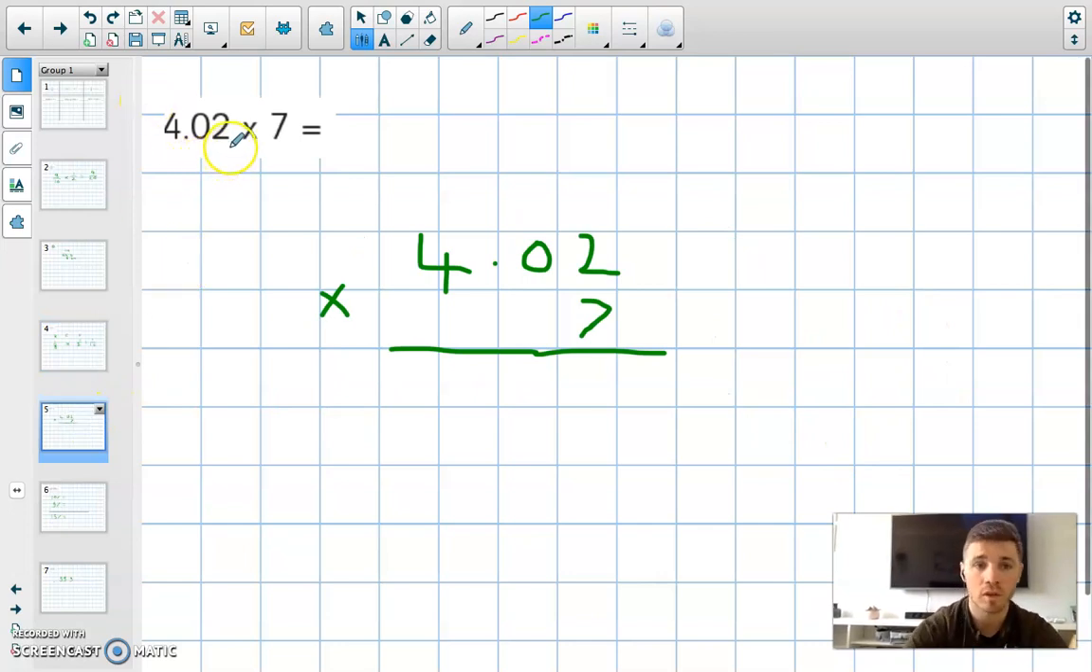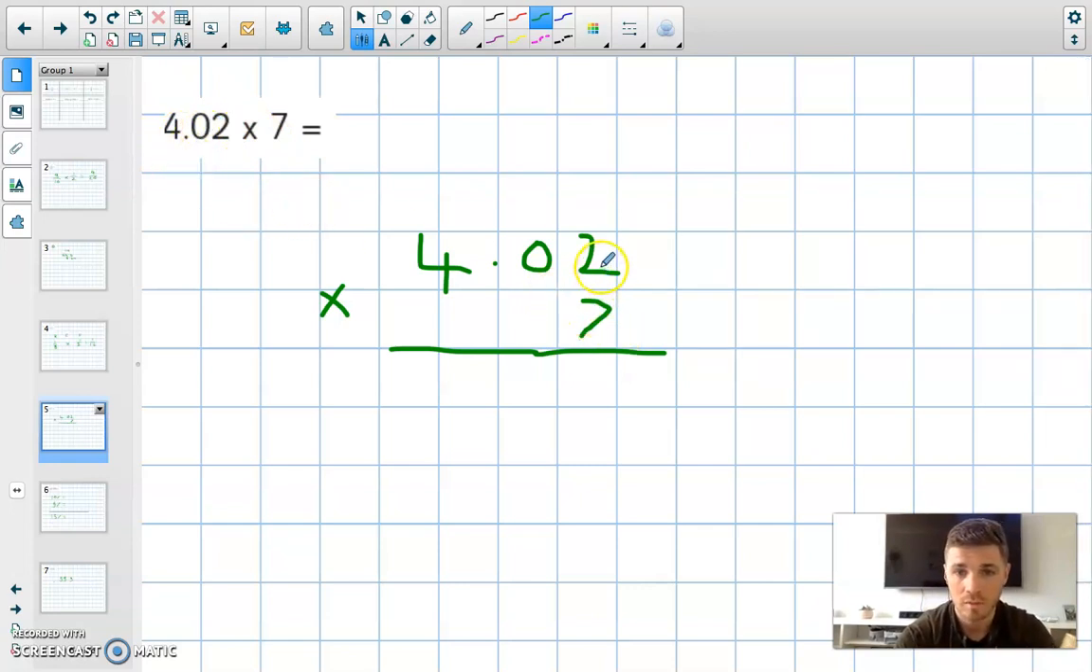Moving on to 4.02 multiplied by 7. Now you want to multiply this whole number by 7 because you're turning this into 7 lots. So 7 multiplied by 2 is 14. 7 multiplied by 0 is 0. Add the 1, it's 1. Dot multiplied by dot is dot. And then 7 multiplied by 4 is 28. So your answer would be 28.14.